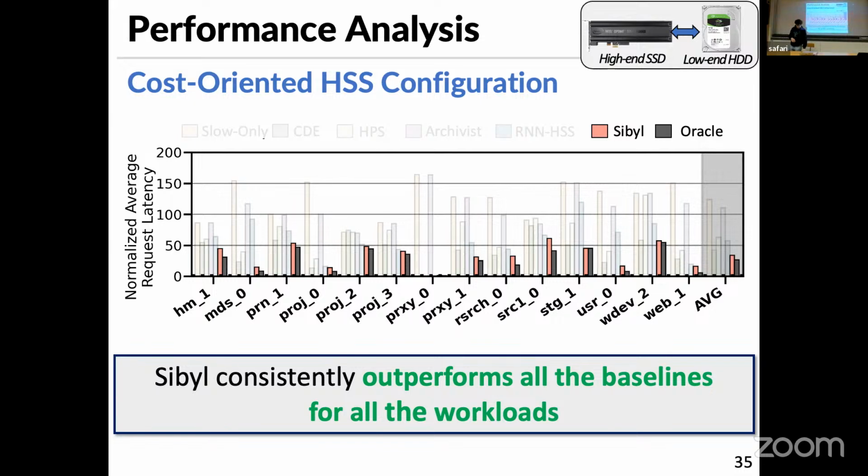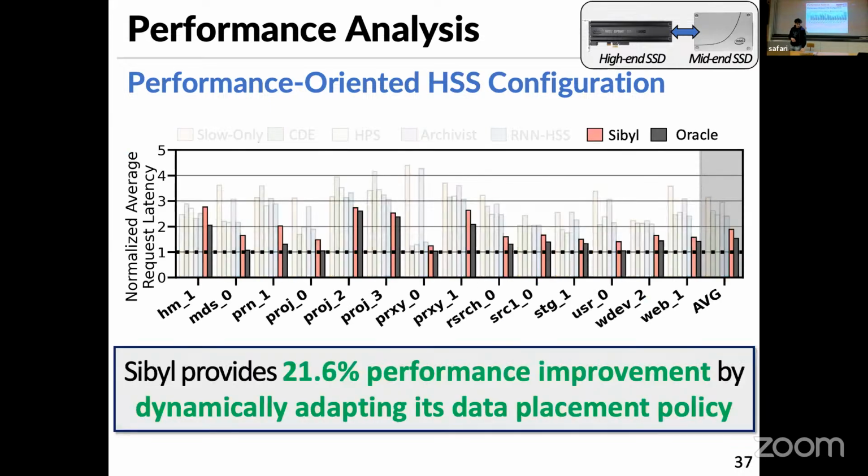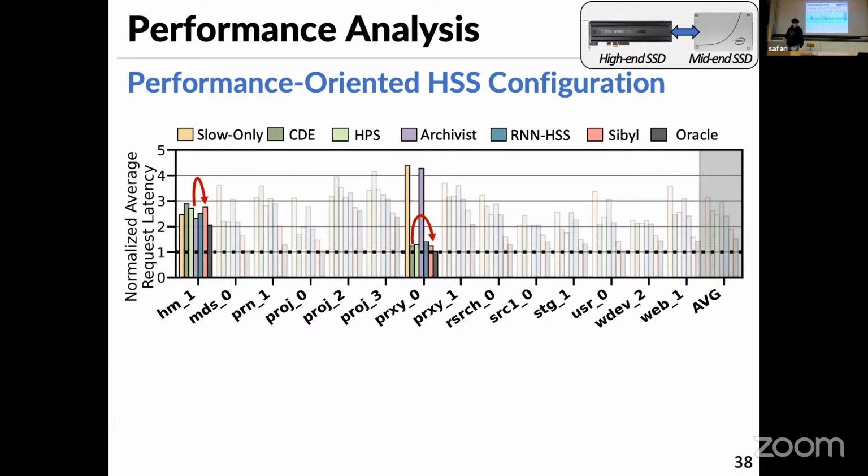And for the performance-oriented HSS configuration, you have a 21.6% performance improvement, which comes from Cibil dynamically adapting its data placement policy. Now, this is already a pretty good result, but what you can notice is that Cibil actually underperforms compared to some baselines on two workloads here.